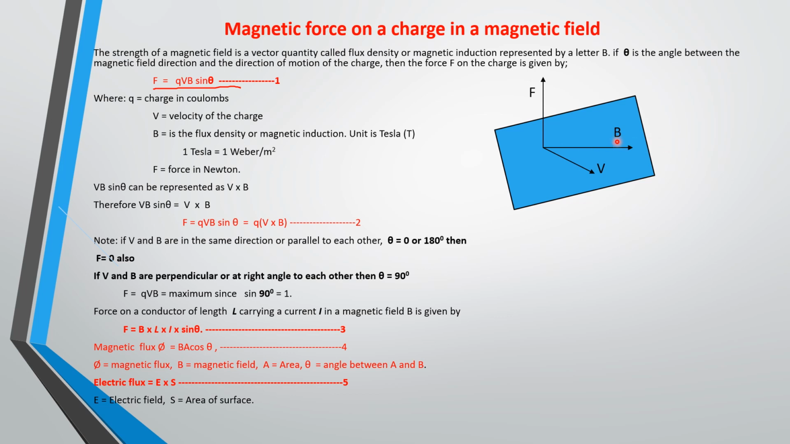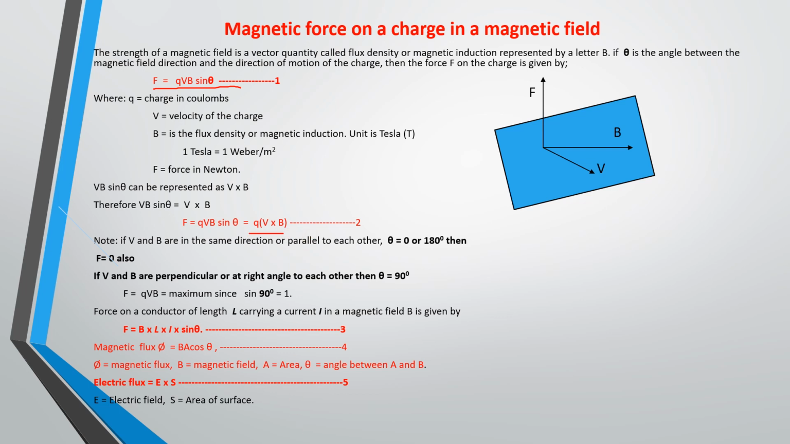So theta is the angle between the force and the direction of magnetic flux. Q, as I said, is the charge in coulomb, V is the velocity of the charge, B is the flux density or magnetic induction. The unit is Tesla, and 1 Tesla is equal to 1 Weber per meter square. F is the force in Newton. Now, in some cases, you can write this V B sine theta as V times B, and then this equation comes to look like this.